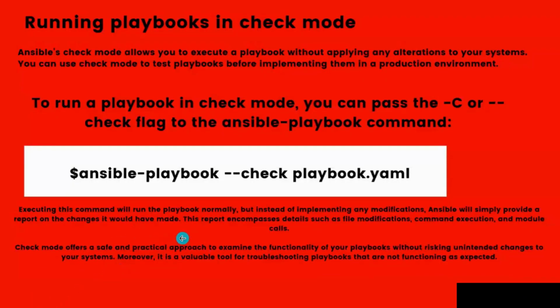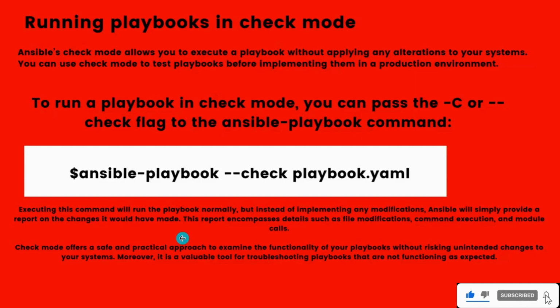So learn a little bit more about these things, okay. Passing the arguments and executing this command will run the playbook normally, but instead of implementing any modification, Ansible will simply provide a report on the changes it would have made. So if you're not changing anything, it will not show you anything. That's what happened in our previous run of the command, okay. This reporting encompasses details such as file modification, command execution, and module calls. Check mode offers a safe and practical approach to examine the functionality of your playbooks without risking unintended changes to your system. Moreover, it is a valuable tool for troubleshooting playbooks that are not functioning as expected. So you can use these commands to check those things.